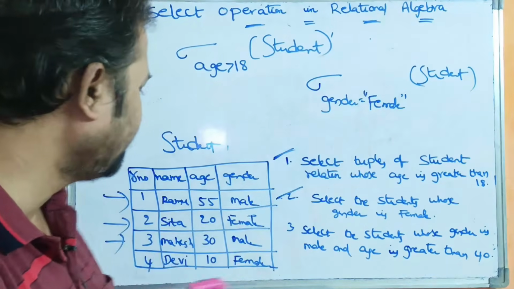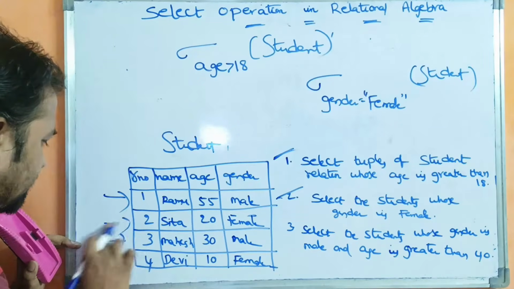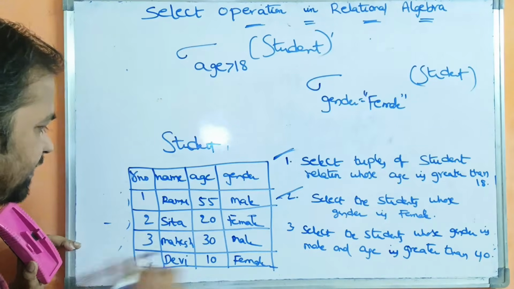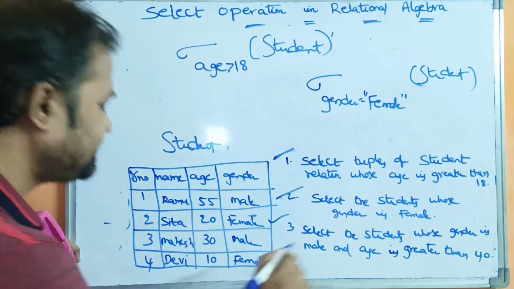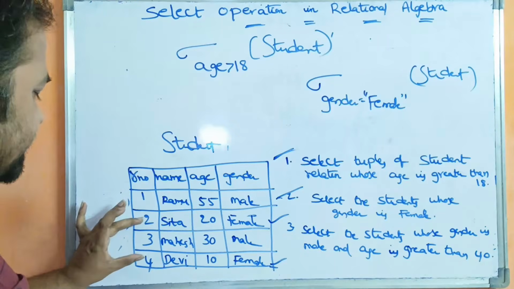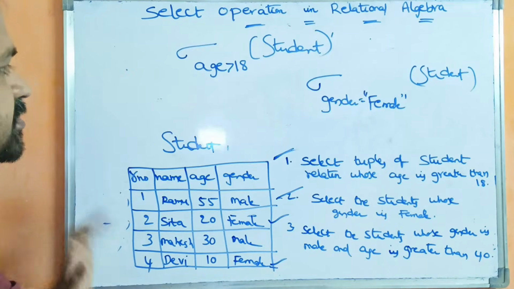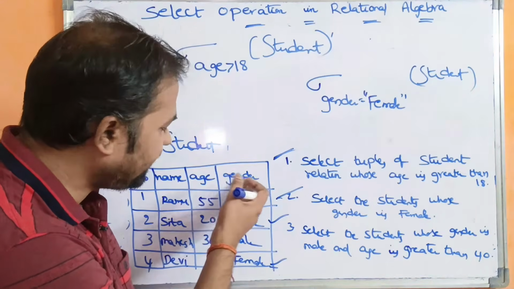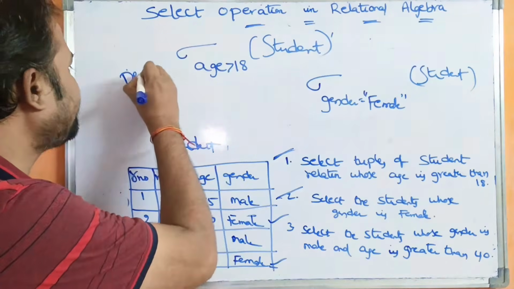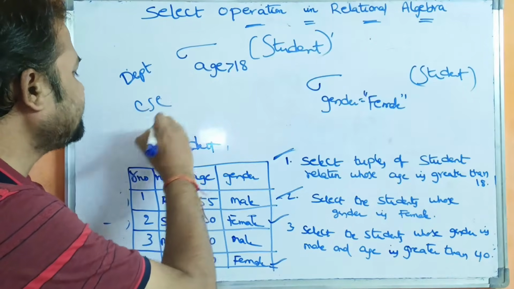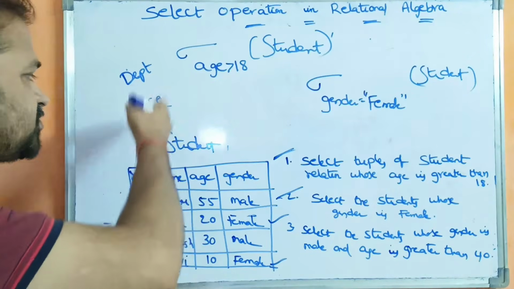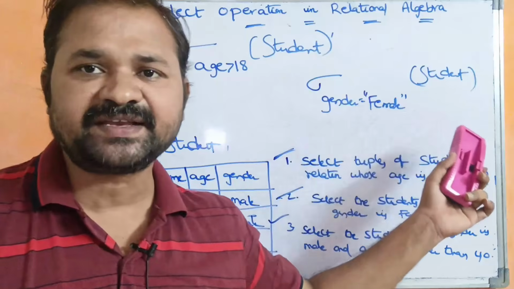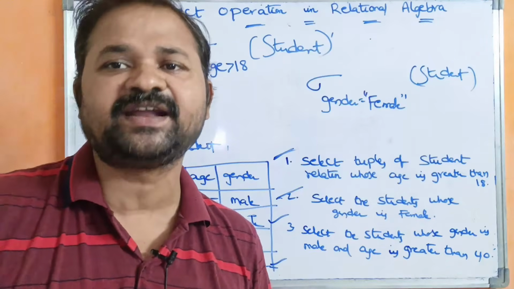Gender is female. We have two records where the gender is female. This is the first record, this is the second record. So we will get these two records or rows as the output. Instead of gender, suppose we have department, and the departments are CSE, IT, ECE. Here also we have characters, and if we have characters, then those must be enclosed in double quotations.